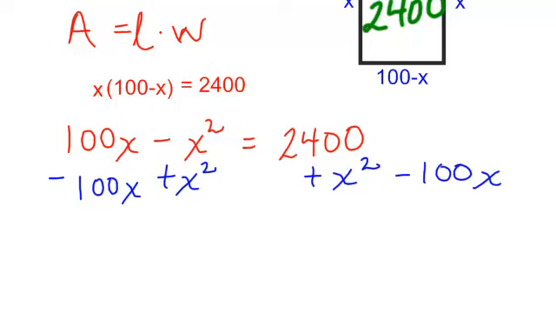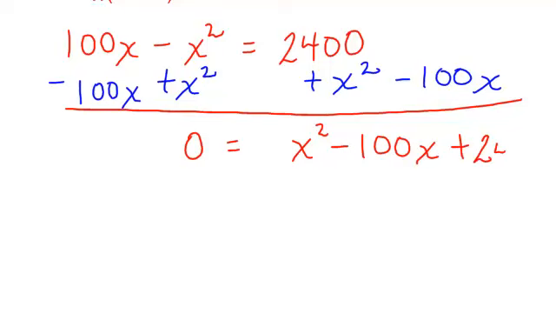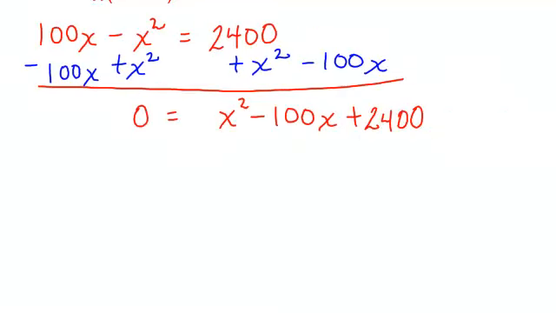So let's see what we have now. I will have 0 on the left, and I will write this in descending order. I will have x squared minus 100x plus 2,400. And we do a little factoring here. Or you could use the quadratic formula. Or you could even use your calculator and see where the boundary numbers are. The zeros, where it crosses the x-axis, whatever you want to call it. I'm going to factor it.